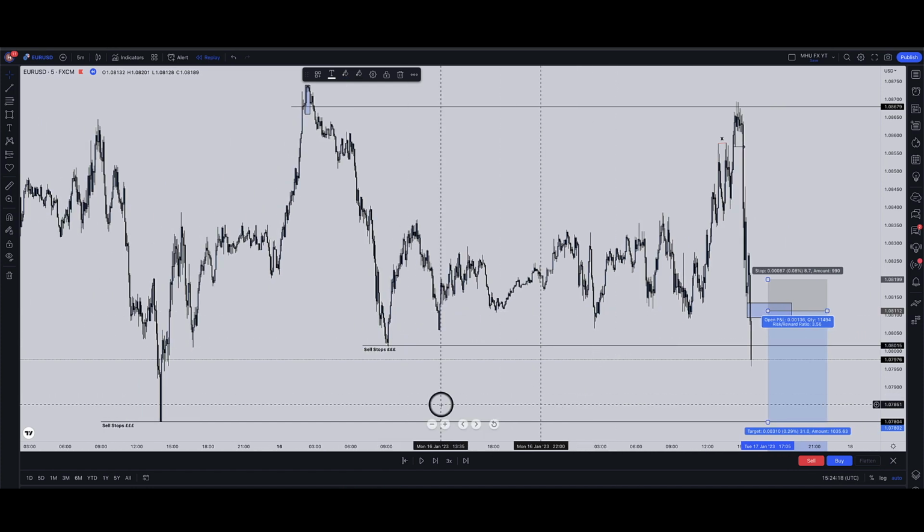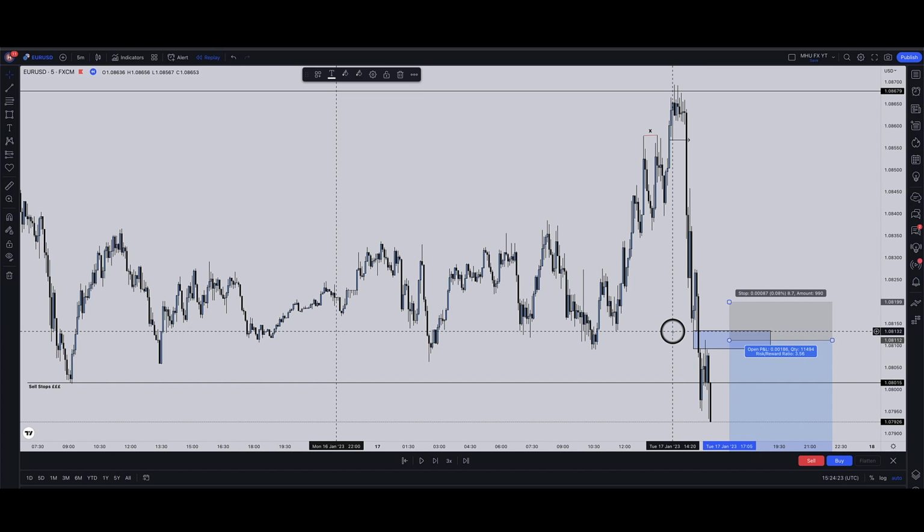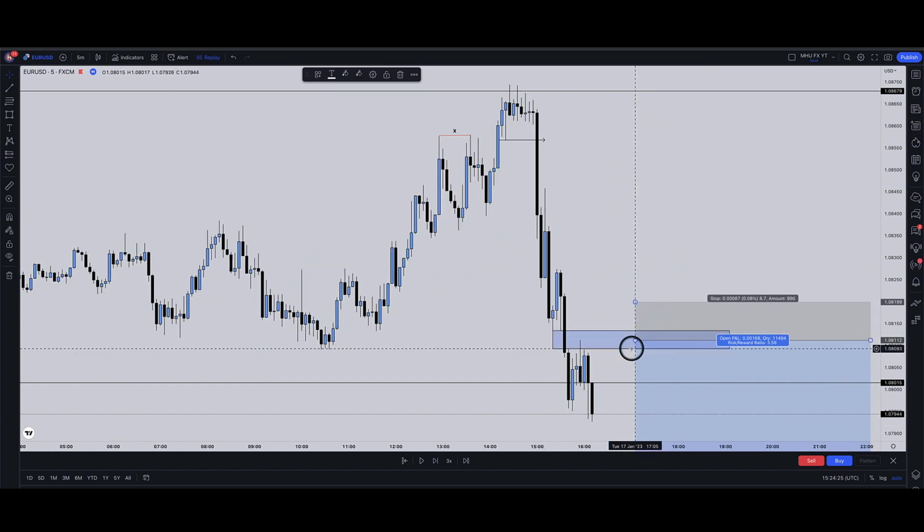Let's go ahead and hit play. You can see right here, this is where they traded right into my entry, or into my area of interest for an entry.